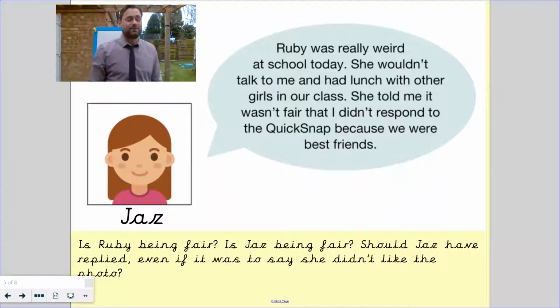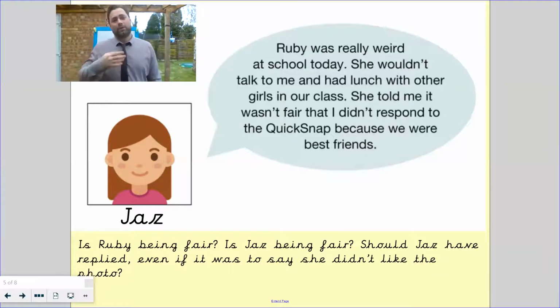So let's have a look at the questions at the bottom. Is Ruby being fair to Jazz? Is Jazz being fair? Should Jazz have replied, even if it was to say she didn't like the photo or she didn't find it funny? What do you think? Okay, you've had to pause the video maybe and have a little think about it.